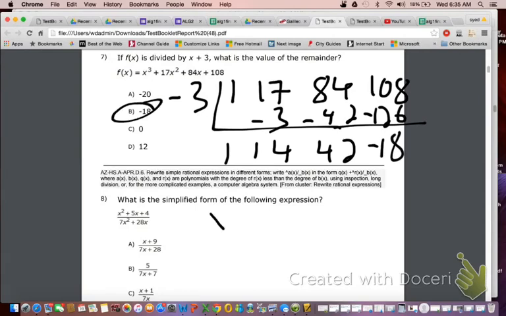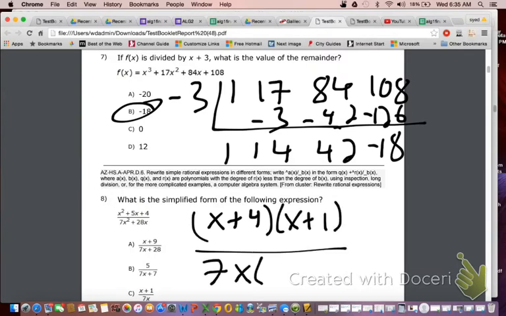Number 8, you just want to factor it. x plus 4, x plus 1. And the bottom, the denominator you could factor as this. So this and this cancel, and x plus 1 over 7x is C.